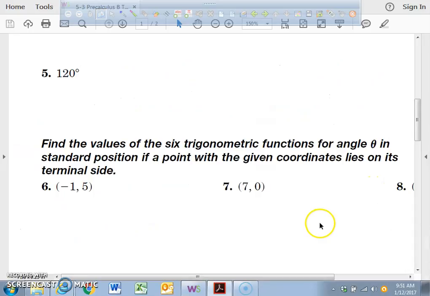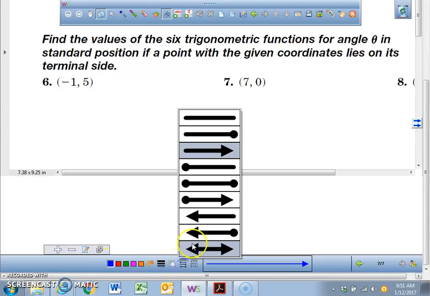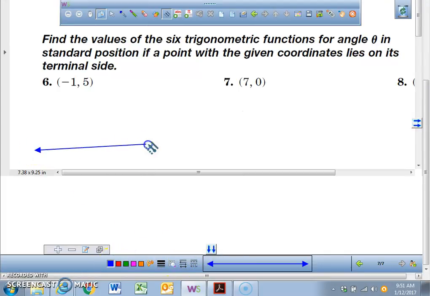All right, we're going to go and do problem number 6 as well. It says find the values of the 6 trig functions for angle theta in standard position if a point with the given coordinates lies on its terminal side. Now that says a whole bunch. Let me go ahead and just kind of draw out what this is saying. Let's say I have an x-axis and a y-axis right here.